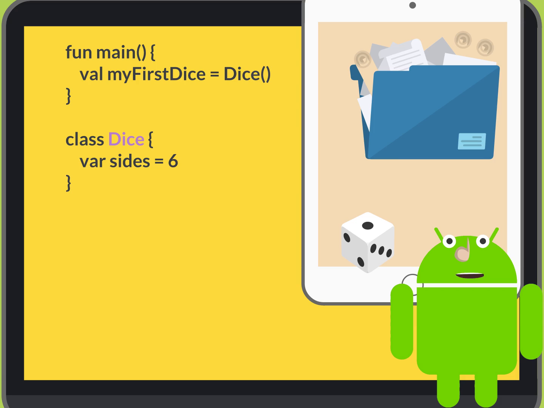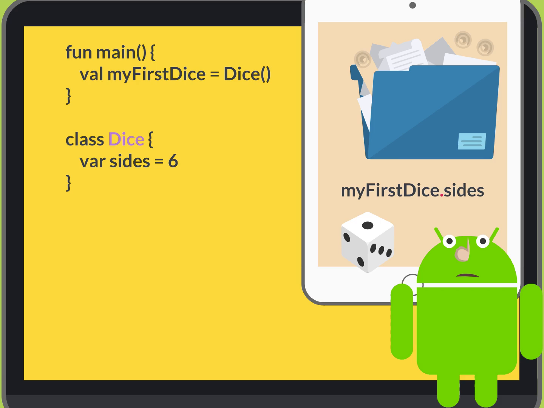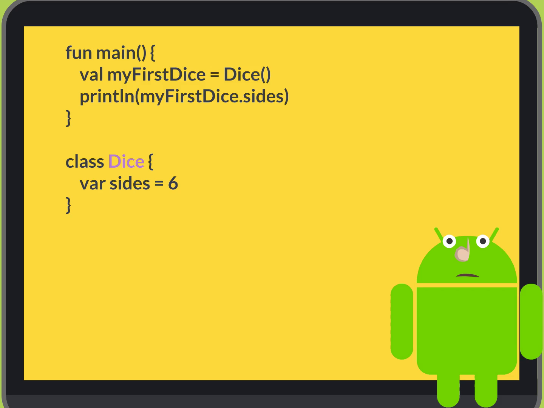You can get its properties. 2. Add a println statement. The only property of dice is its sides. You access a property using dot notation. Therefore, to get the sides property of myFirstDice, which is pronounced myFirstDice.sides. Below the declaration of myFirstDice, add a println statement to output the number of sides of myFirstDice.